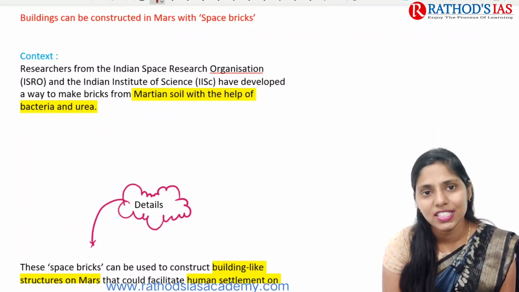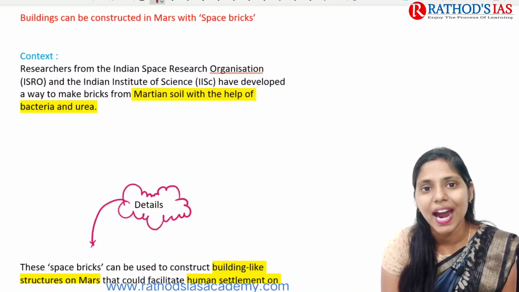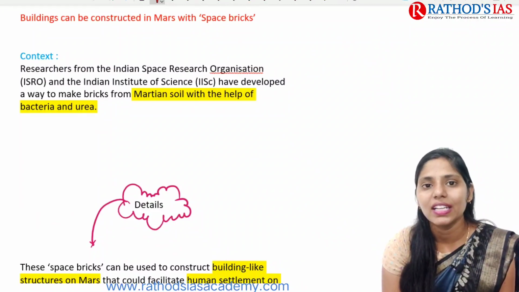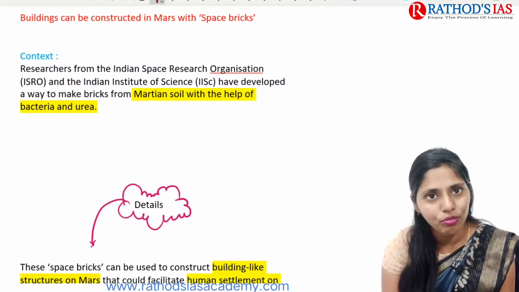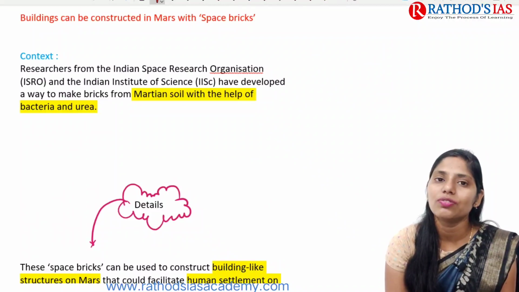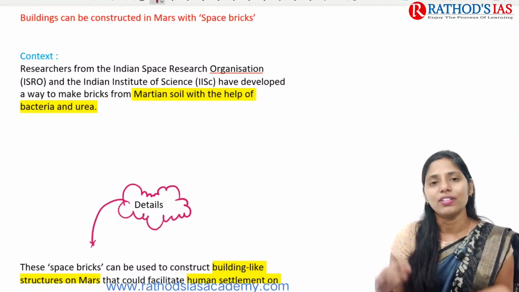ISRO's researchers used Mars soil along with bacteria and urea. They started preparing bricks, and those bricks can be used for construction on Mars. So this is about the context.